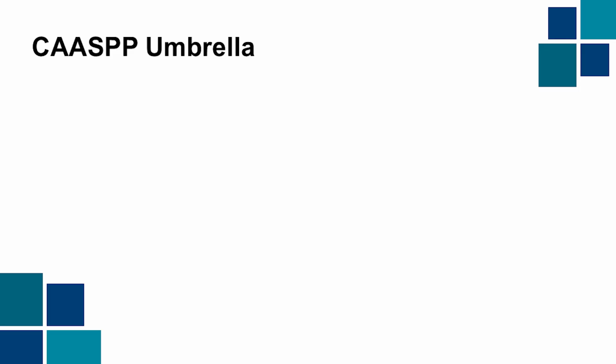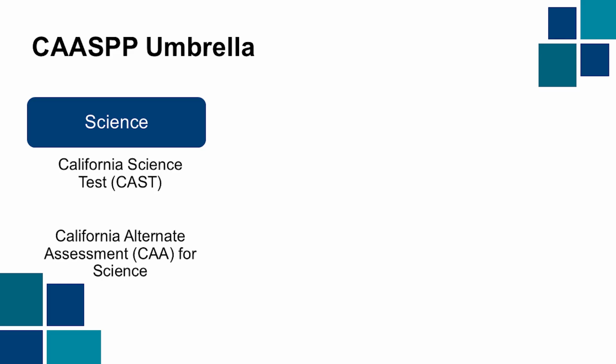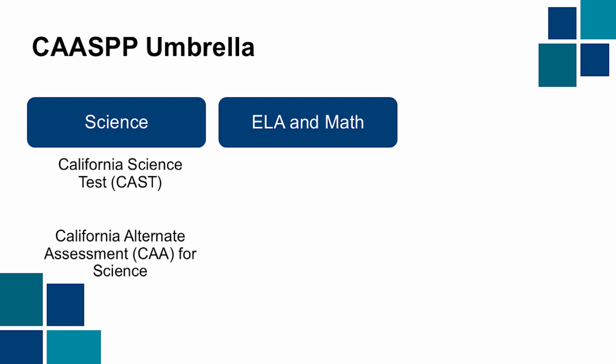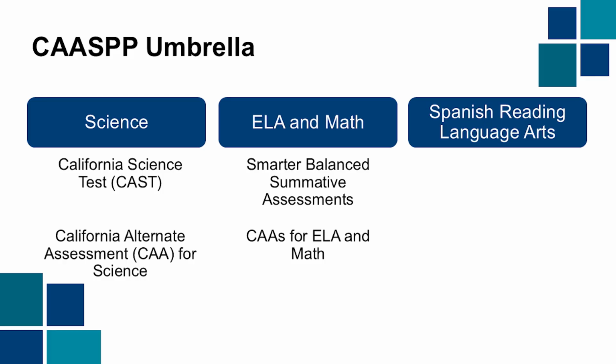Most of the summative assessments fall under the umbrella of the California Assessment of Student Performance and Progress, or CAASPP, system. For science, tests include the California Science Test, or CAST, and the California Alternate Assessment, or CAA for science. For English Language Arts, Literacy, or ELA, and Math, tests include the Smarter Balanced Summative Assessments and the CAAs for ELA and Math. For Spanish Reading Language Arts, there is the optional California Spanish Assessment.